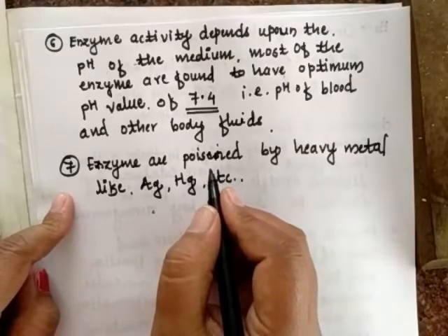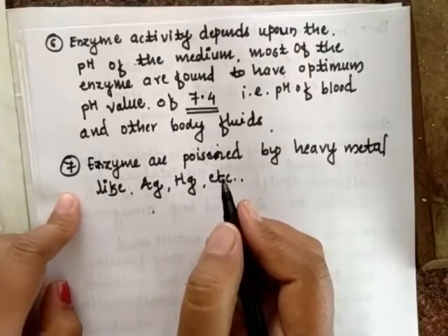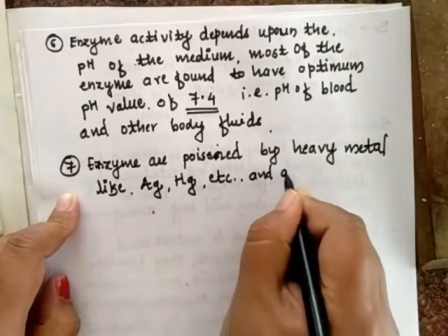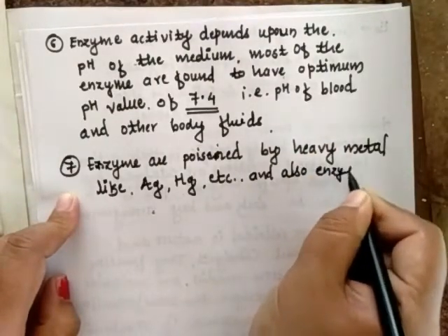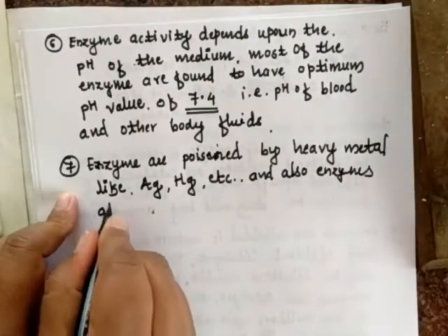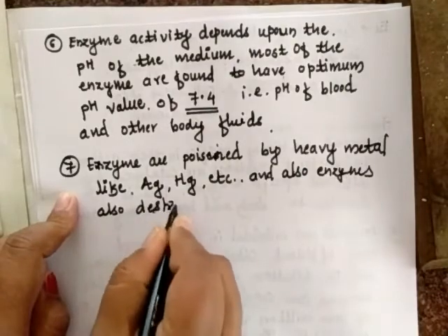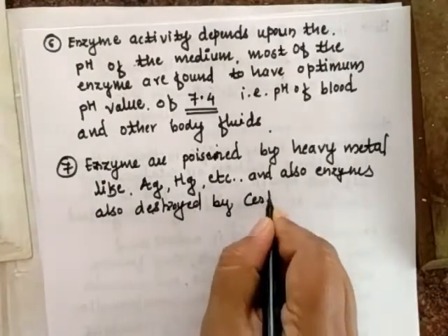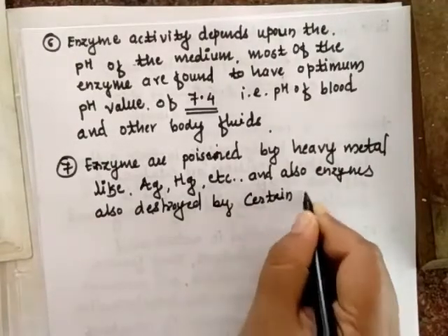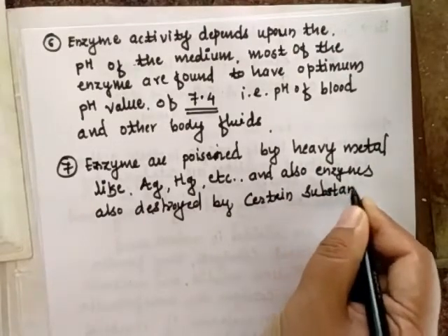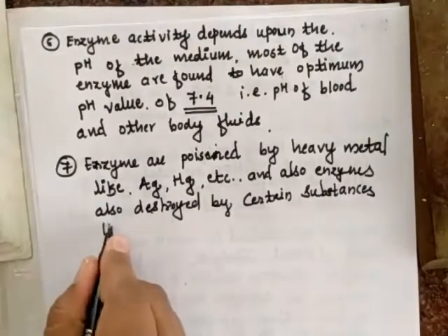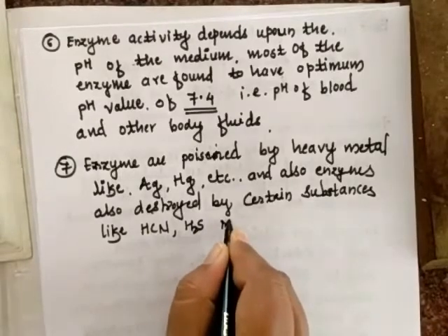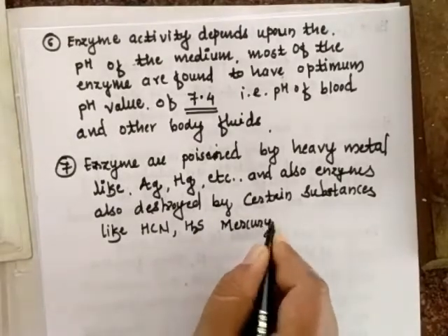Enzymes can be made poisonous by heavy metals like silver and mercury, and enzymes are also destroyed by certain substances like HCl, H2S, mercury salt, etc.